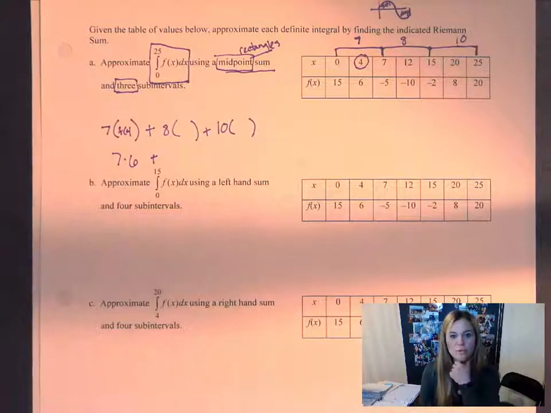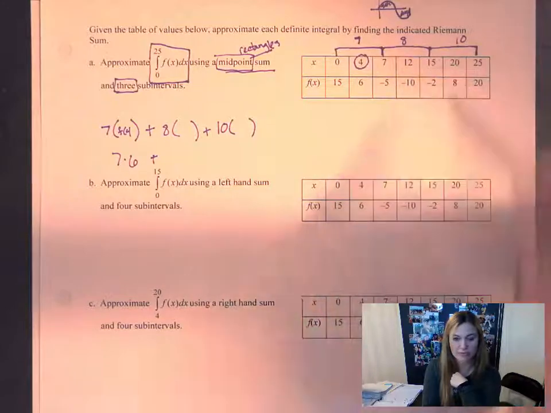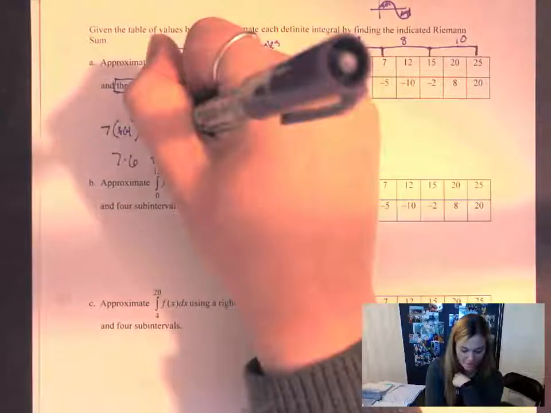Okay, so what would be the function value f of what for my next rectangle? Would it be f of 7, f of 12, or f of 15? This is a midpoint sum. Yeah, it would be f of 12.